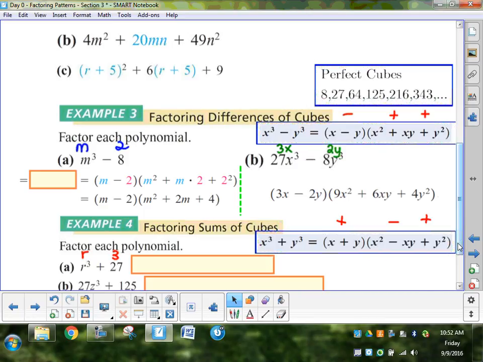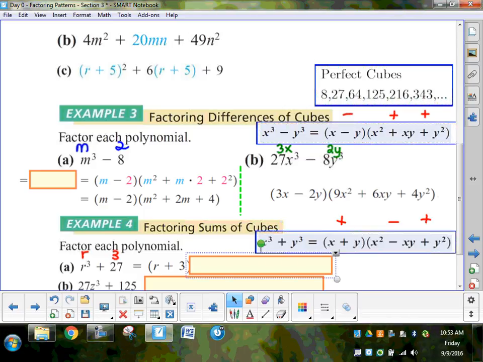What's your binomial factor going to be? R plus 2. So far, so good. What do you get for the trinomial now? R squared plus R times 3, which would be 3R. And then what do you have at the end? 3 squared, which would just be 9.